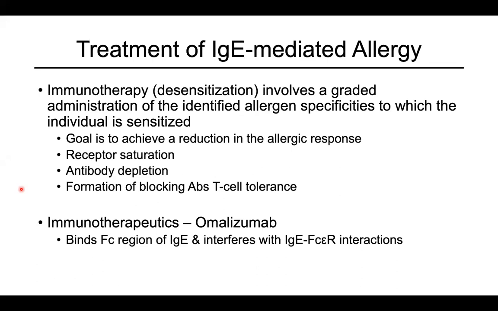So the antibody blocking would be where they use a monoclonal antibody against IgE. That's omalizumab, it binds to the Fc region of IgE, so that will block the IgE from binding to the Fc epsilon receptor. This is usually used, I've seen it being used in severe IgE-induced asthma that doesn't respond to your usual asthma treatment. Okay. I will stop there.